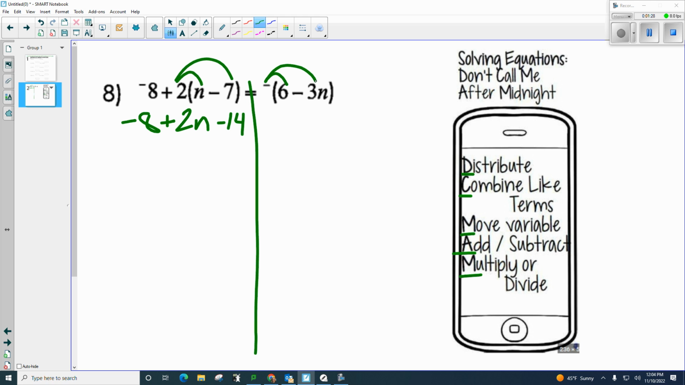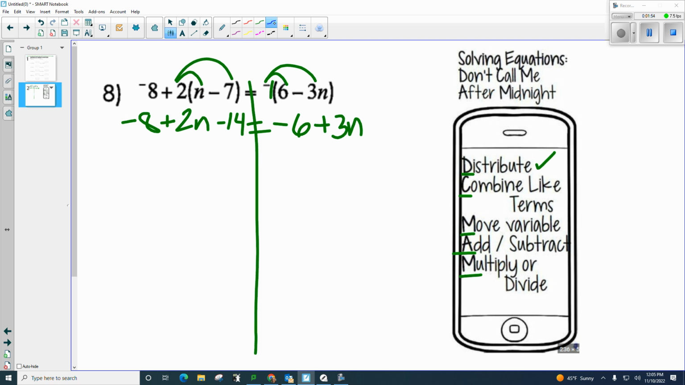On the right side of the equation, we just have a negative sign in front. That actually does have to get distributed as well. You could think of that as like a -1 being in front there. So -1 times 6 is -6, and then -1 times -3n, a negative times a negative makes a positive. So as you can see, that negative sign just changed both signs there. So we distributed.